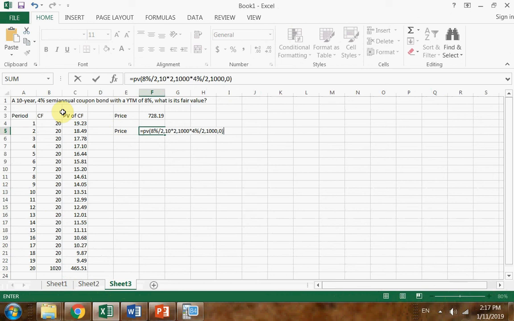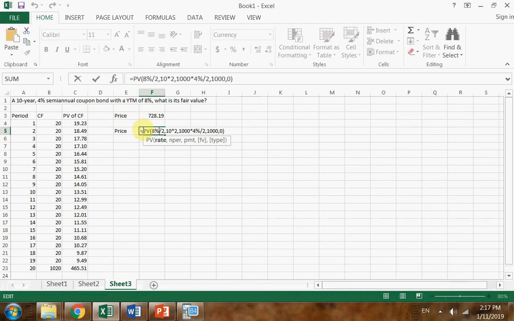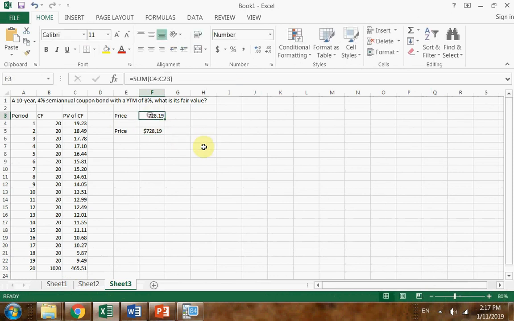And then I hit enter. I will get a negative $728, which is exactly the same as the last one. So Excel recognizes the direction of the cash flows. If you receive money in the future, then today you need to pay money. So that's why you have a negative cash flow right here. Don't worry, you can just put a negative sign in front to get the fair price for the bond. All right, so that's how you do this question.